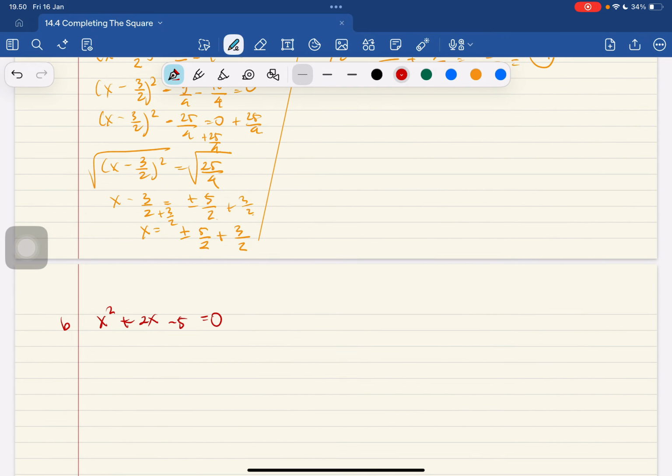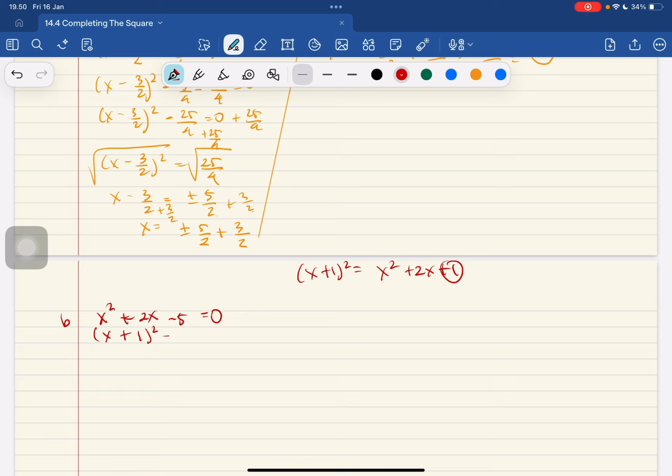The coefficient of x squared is already 1, so we just make it a bracket with x. This is plus, so we take half of the coefficient of x, 2 divided by 2 is 1, and square it. So what is the extra that we don't want? x plus 1 squared is going to be x squared plus 2x plus 1. We don't want this plus 1, so we subtract 1, and here minus 5 equal to 0. So we get x plus 1 squared minus 1 minus 5, which is minus 6, equal to 0.